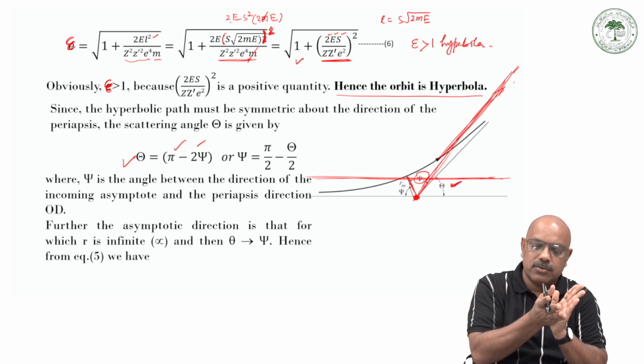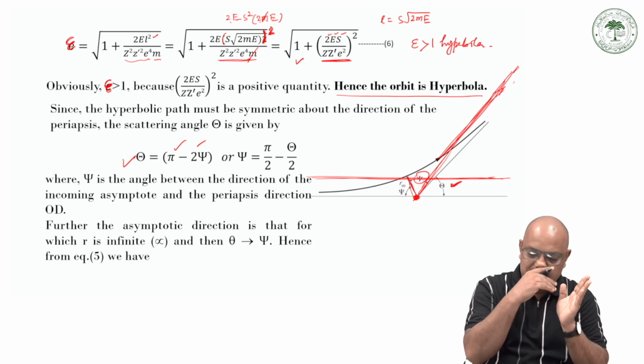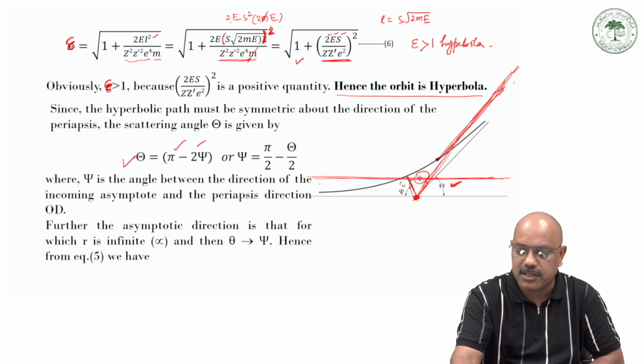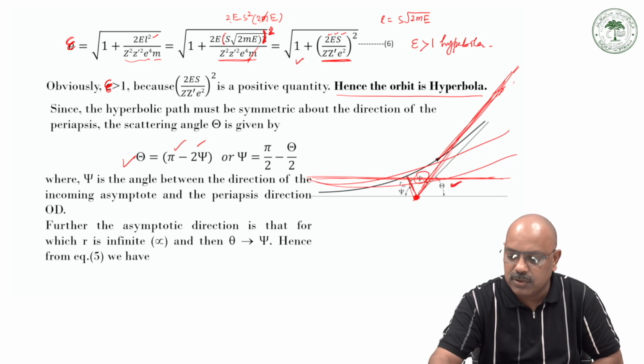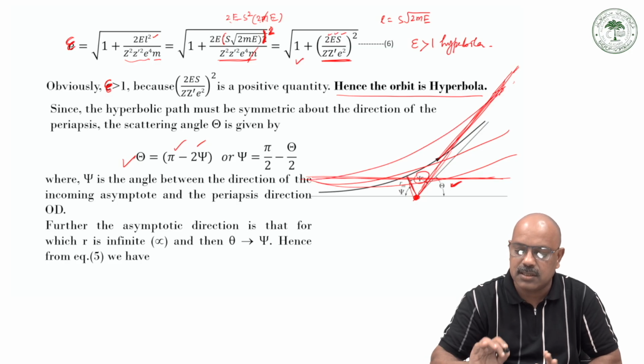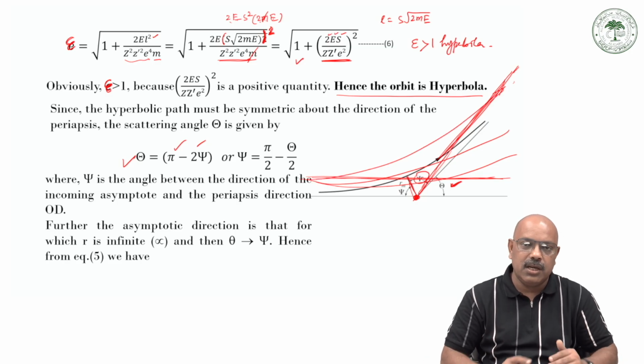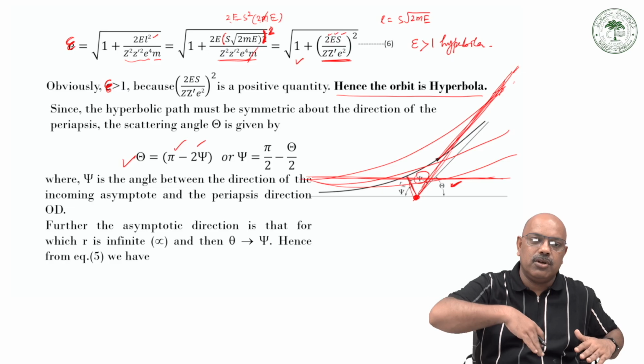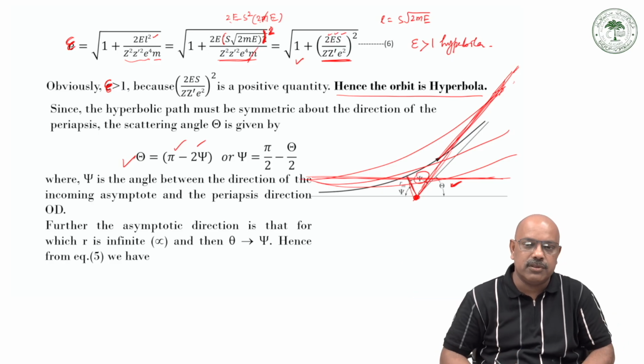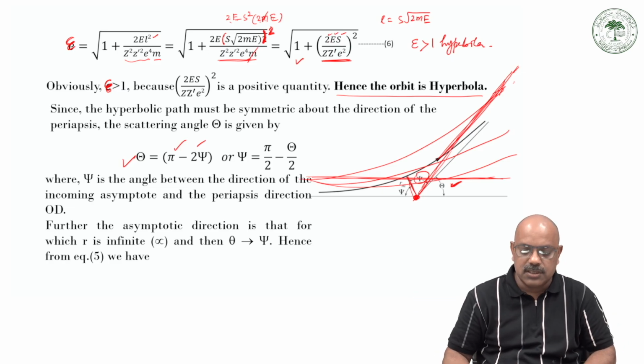Normally, when the deflection is very small around this region, this can change. But at large distance, as r tends to infinity, this is always going to be equal to psi.